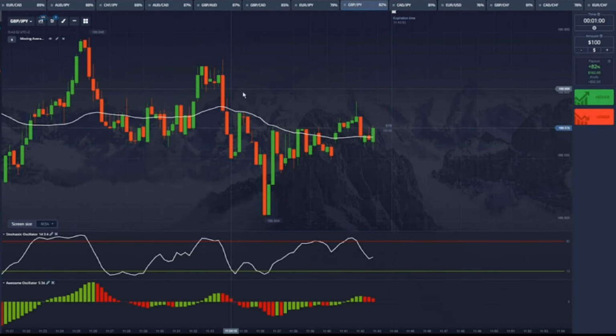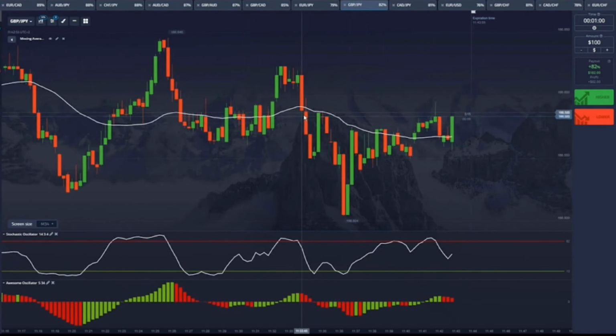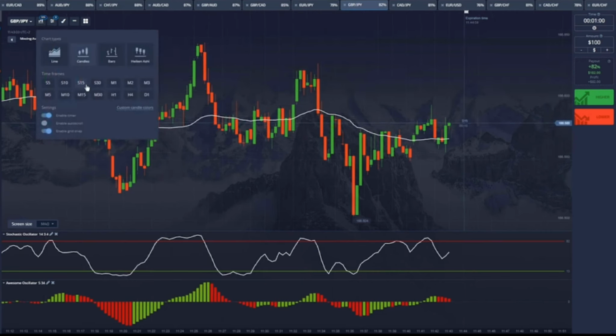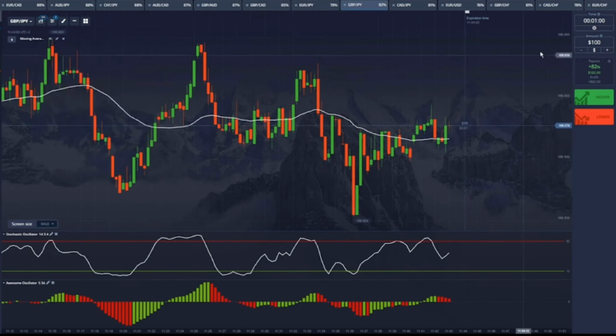This is Binary Trending channel with a new video for Pocket Option Broker, making $1,000 trading. Using 15-second candle time frame and 1-minute trade expiry time with the following indicators as on screen.